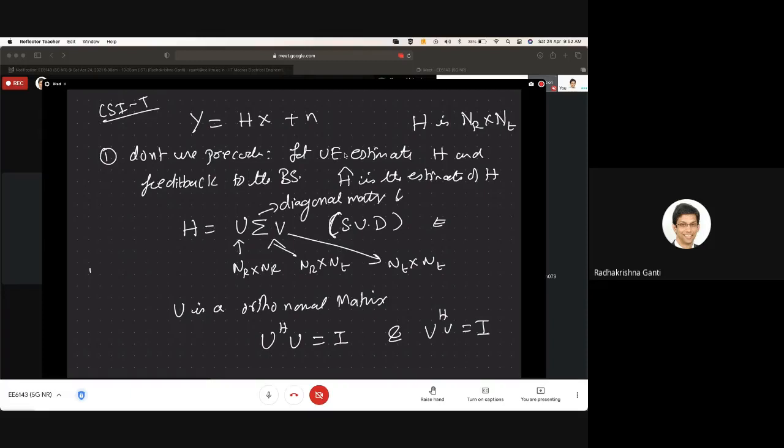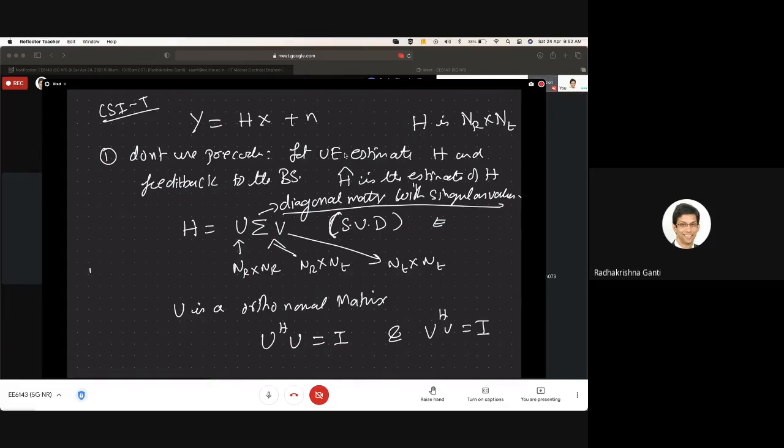Diagonal matrix with singular values. I'll tell you what this means. U is an orthonormal matrix. V is an orthonormal matrix. So you will be able to decompose any matrix like this. Any matrix can be decomposed as U sigma V. Generally they put U sigma V transpose, but to avoid confusion I'm just dropping the transpose here. It doesn't matter. So you can decompose as U sigma V.